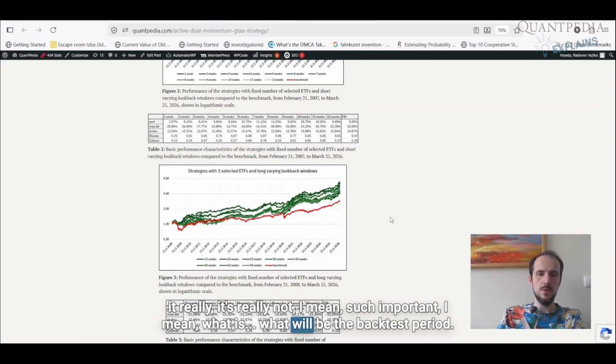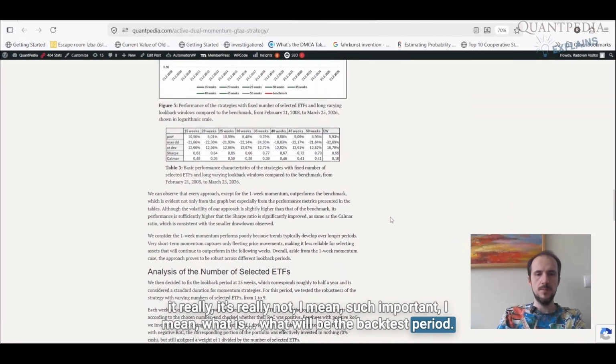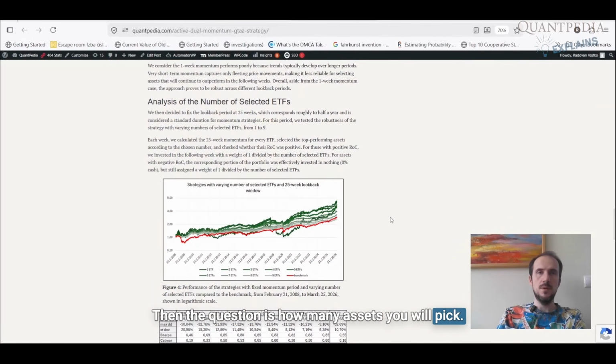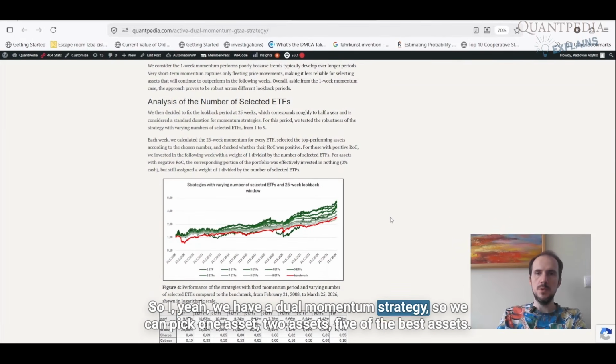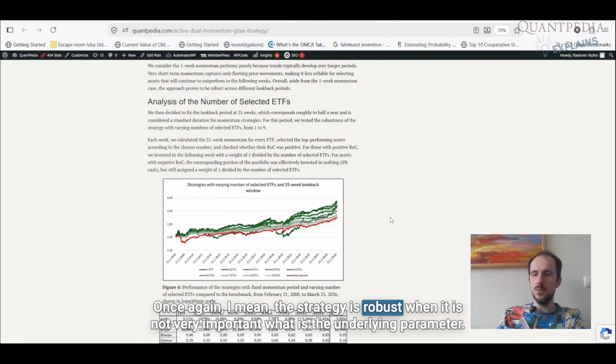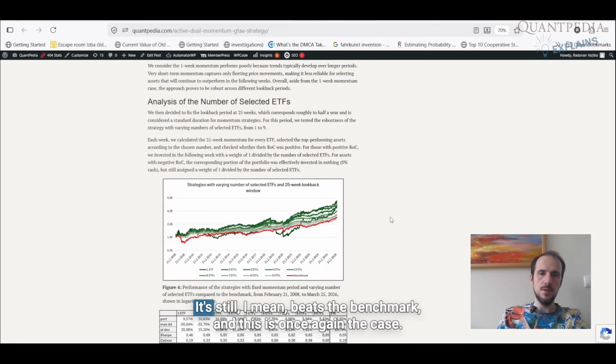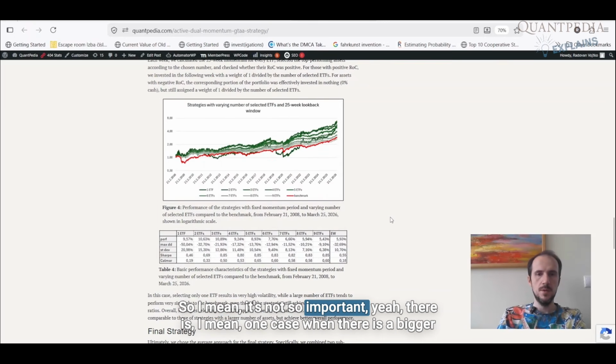What will be the next period? Then the question is how many assets you will pick. We have a dual momentum strategy, so we can pick 1 asset, 2 assets, or 5 of the best assets. Once again, the strategy is robust when the underlying parameter is not very important. This is the benchmark, and this is once again the case. It's not so important.